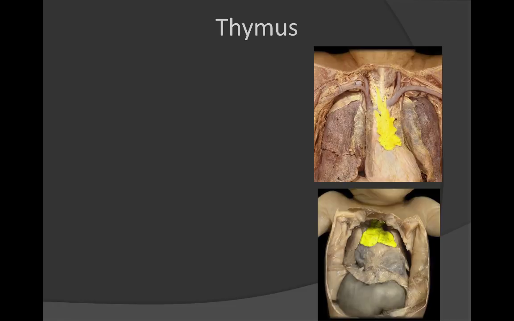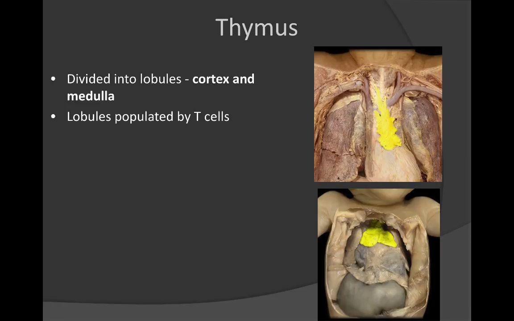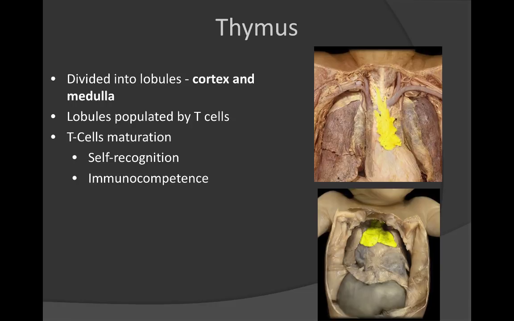The third organ is the thymus. As you'll soon see, the thymus is divided into lobules, each with a cortex and medulla. These lobules are populated by T cells, and T cells mature in the thymus. While doing so, they gain self-recognition, meaning they learn to not destroy your own body, and they gain immunocompetence, meaning they learn how to be immune cells.